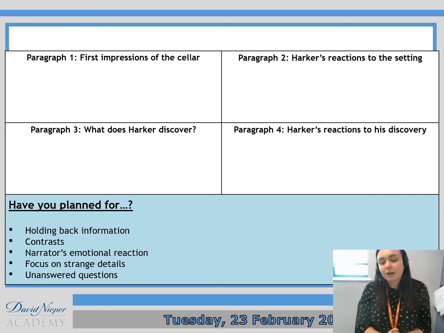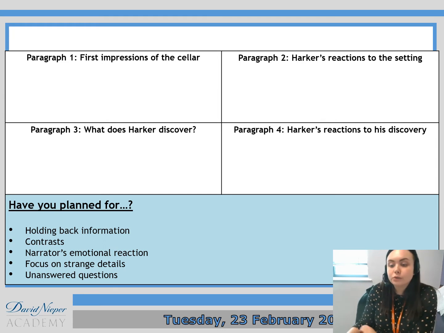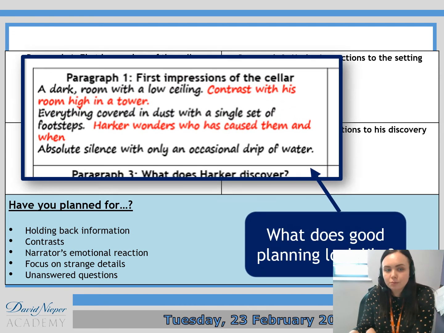Just as a little bit of a helper, good planning is really important. It is important to plan before you start writing, and most of the best pieces of creative writing are planned. Planning can be done really well or it can be done really poorly. So good planning would look something like this. In paragraph 1, I'm thinking about my first impressions of the cellar. So a dark room with a low ceiling, which contrasts with his high room in the tower. So I've already used a contrast.